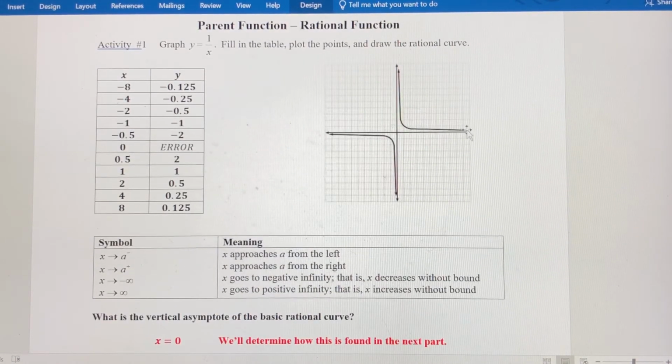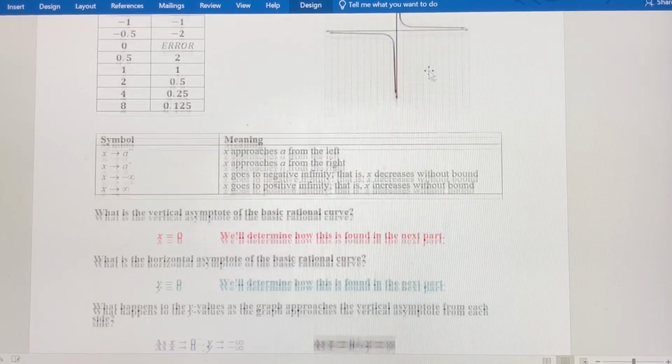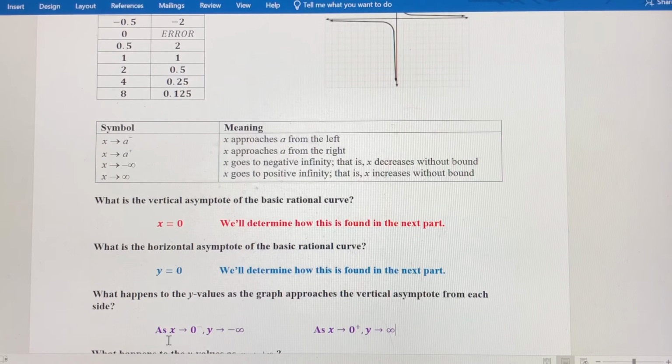Now, as x approaches 0 from the right, that means from the right side, we're getting closer and closer to x equals 0. Notice the graph goes up here. And in the table, as we get closer and closer to 0, our values get larger. So as x approaches 0 from the right, y approaches positive infinity. As x approaches 0 from the left side, y goes down to negative infinity. As x approaches 0 from the right side, y goes up to positive infinity.